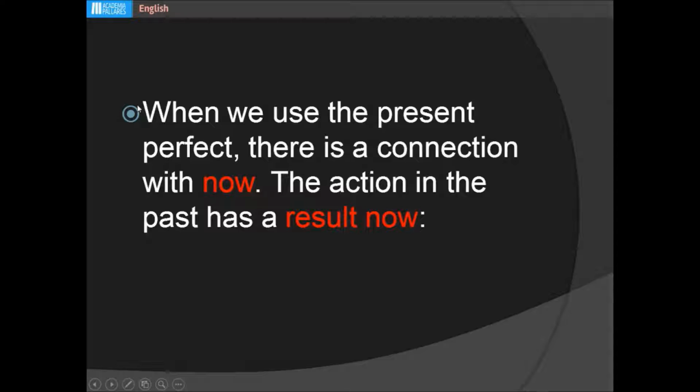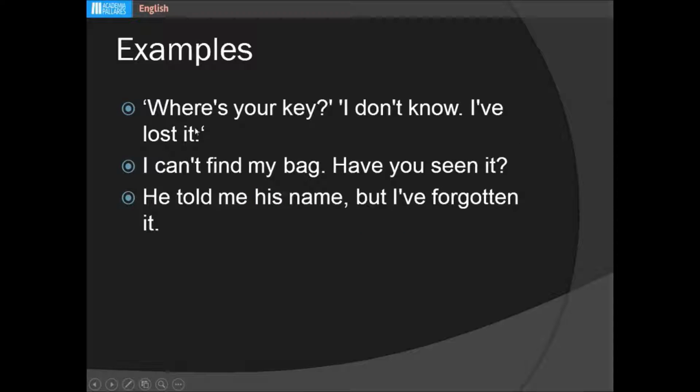Okay, another point. When we use the present perfect, there is a connection with now. The action in the past has a result now. Examples, where's your key? I don't know, I've lost it. So, I have lost my key in the past. But the result of the action is in the present because now I'm without my key.